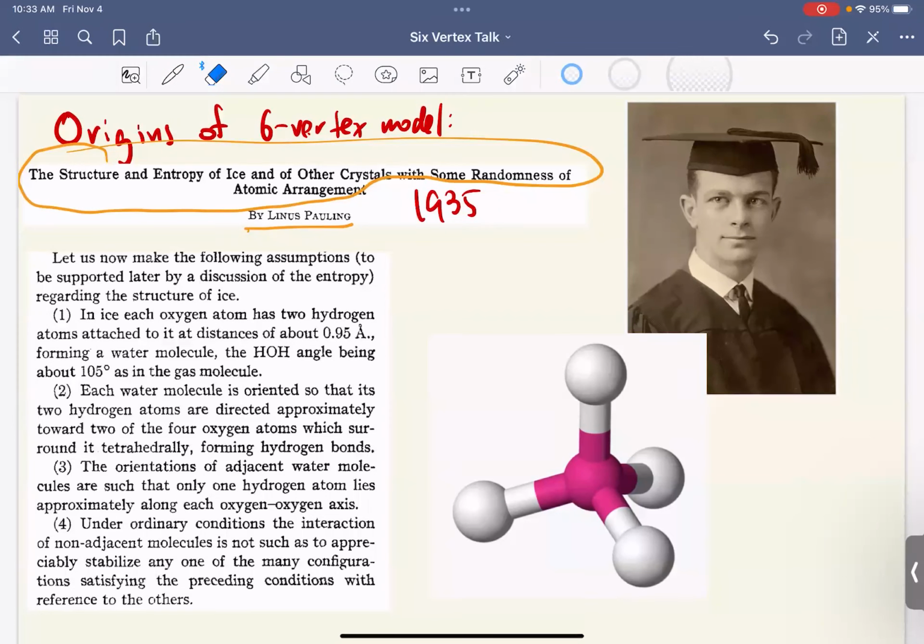I guess this is a good model for ice crystals. Each water molecule is supposed to be oriented so that its two hydrogen atoms (water is H2O) are directed approximately toward two of the four oxygen atoms which surround it tetrahedrally. Okay, so what does that mean?